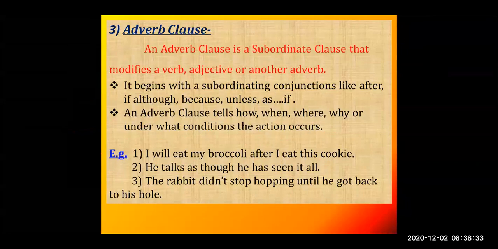We have seen first what is a clause, types of clauses, that is independent and dependent clause. Then we have discussed the definition of independent clause, its types and examples. Then we have discussed dependent clause, its definition, examples, and its types. First one is noun clause, second one is adjective clause, and third one is adverb clause.